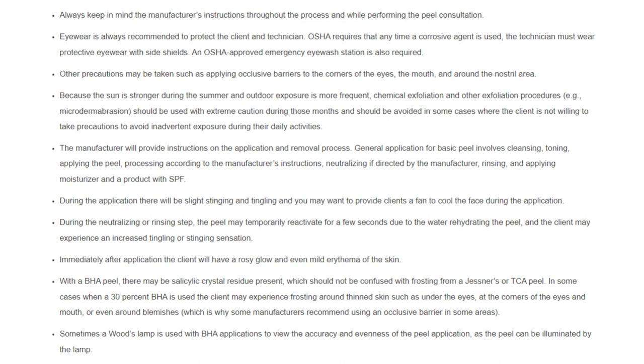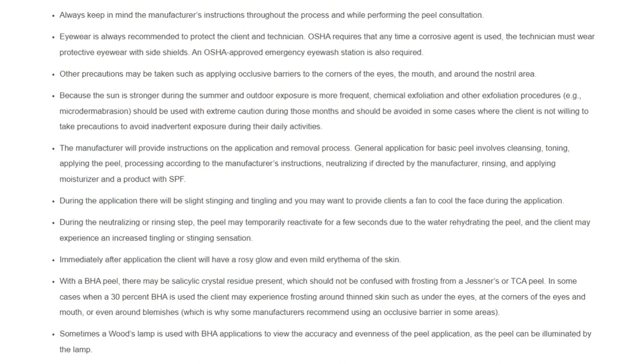During the neutralizing or rinsing step, the peel may temporarily reactivate for a few seconds due to the water rehydrating the peel, and the client may experience an increased tingling or stinging sensation. Immediately after application, the client will have a rosy glow and even mild erythema of the skin.